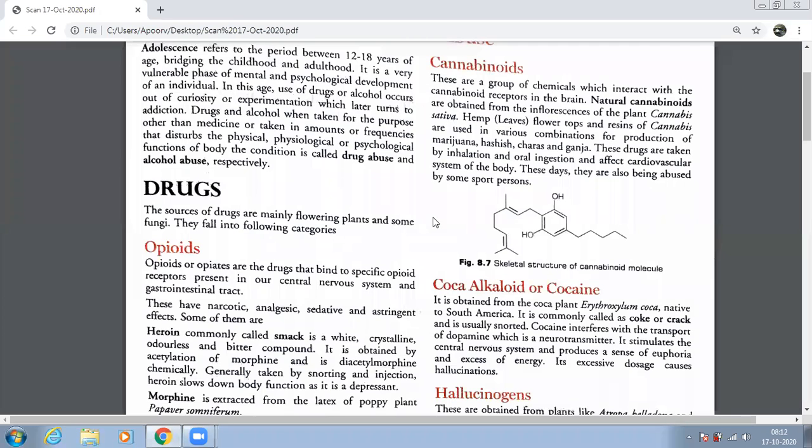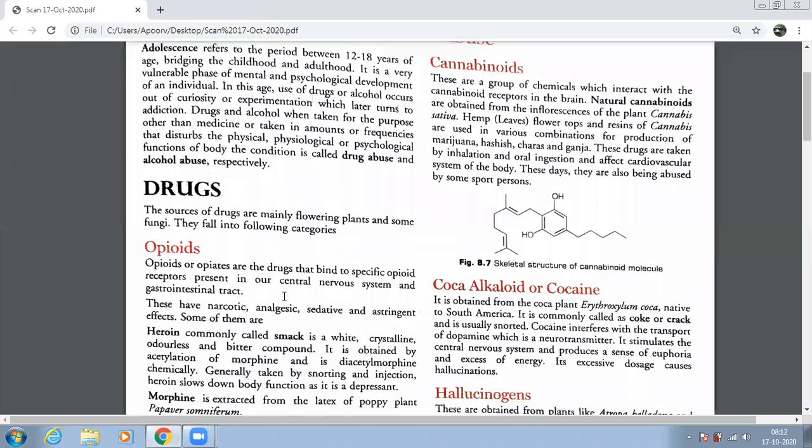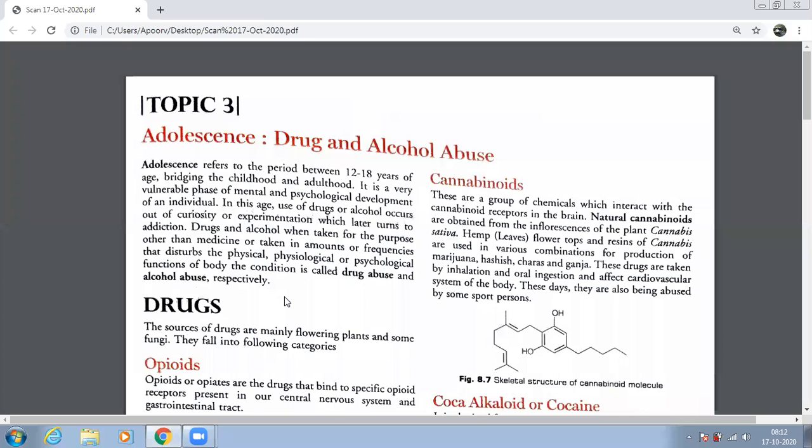These days they are also being abused by some sports persons. I think you must have read this, sports persons using doping drugs. Yes, doping. Then a ban is imposed on them. You read all these things. It happens a lot in the Olympics. Yes, let's read very quickly about cannabinoids, very quickly.